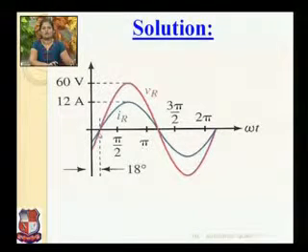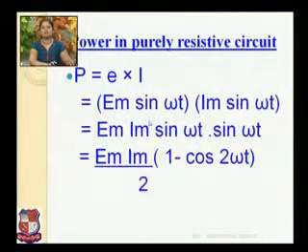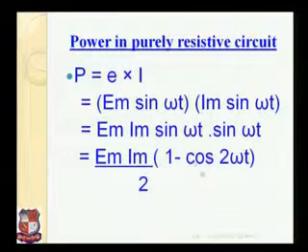Both quantities, voltage and current, will start from this point, and it is 18 degree. So start from the 18 degree, then goes to the maximum, again back to 0, and again goes in a negative direction. This is the representation of voltage and current in a resistive circuit. Now we will discuss power.